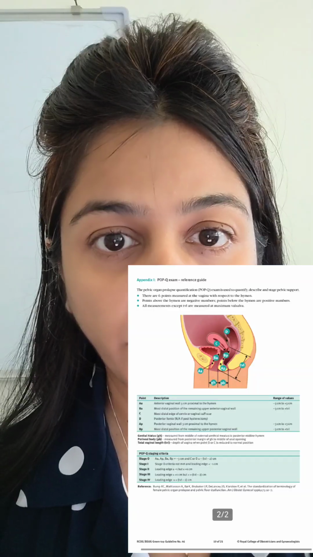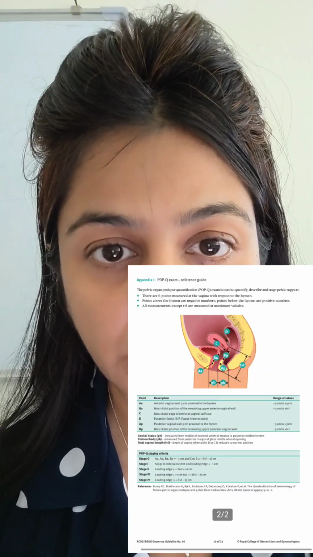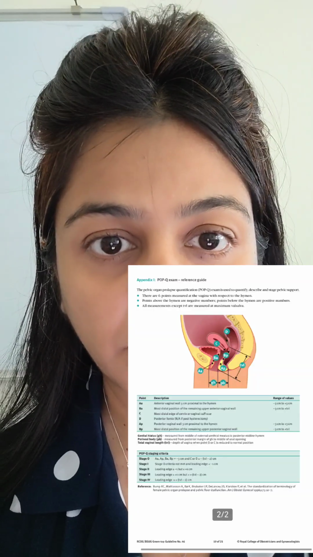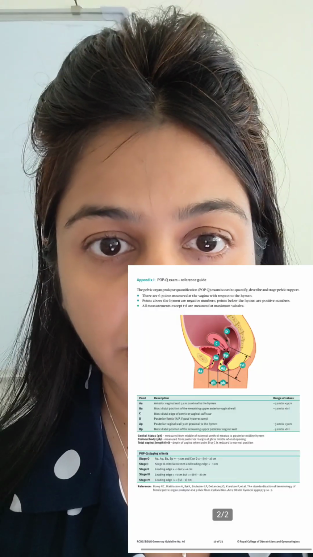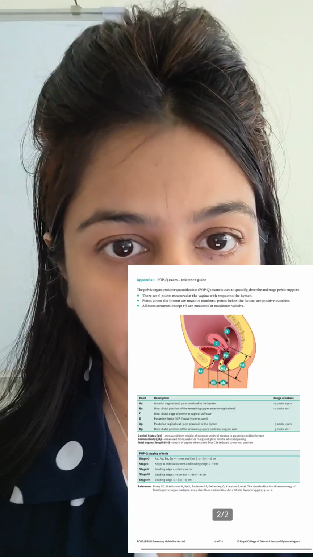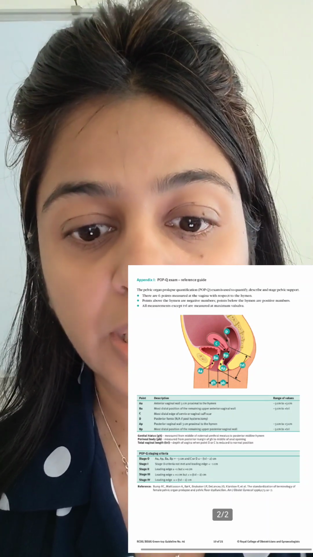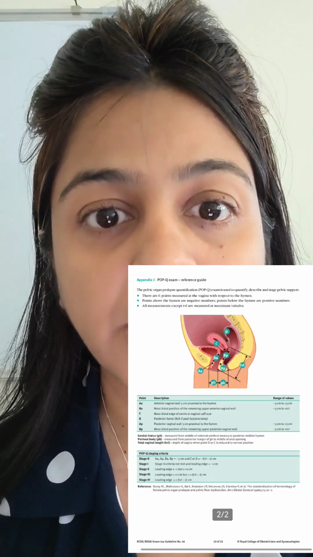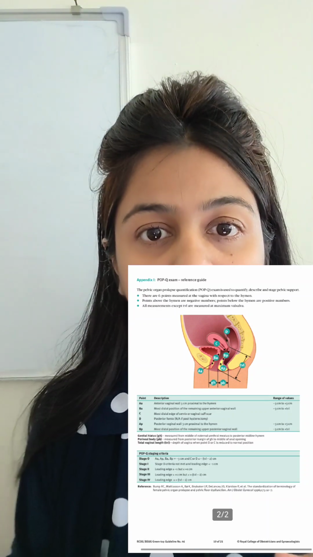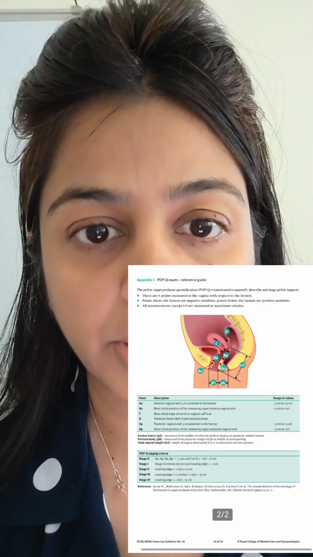If you remember these 2 points, then it will be very easy to remember this diagram and to learn these stages of the POPQ classification. All right, I am again repeating that any measurement above the hymen is a negative number and any measurement below the hymen is a positive number.